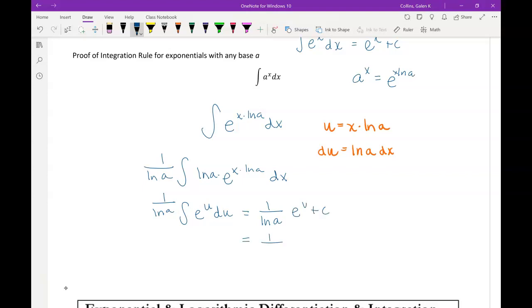And if I go back and do my substitution, that is e to the x times ln of a plus c. And again, when I get to that spot where I have e to the x times ln of a, that's a really complicated log way of just writing a to the x. So that becomes 1 over ln of a times a to the x. So sometimes we'll just put a to the x on top plus c, our constant of integration.